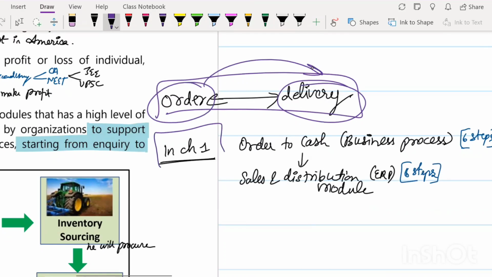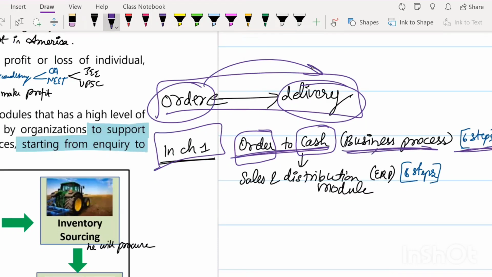In chapter number 1, we are going to study the process which is order to cash, that is from making an order to getting cash from it. What is the business process in that? There will be 6 steps in that. Related to this business process we have a module. Related to each business process we have one module, right? Related to the accounting process, you have the accounting module. The same way, related to the order to cash process, you have the sales and distribution module.